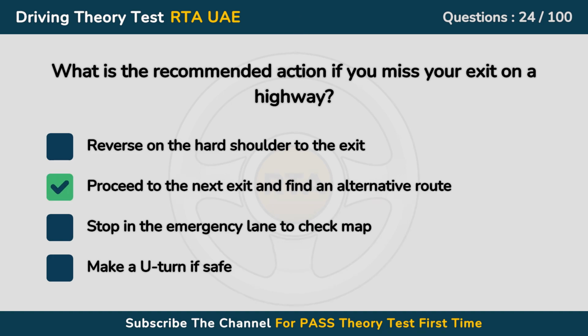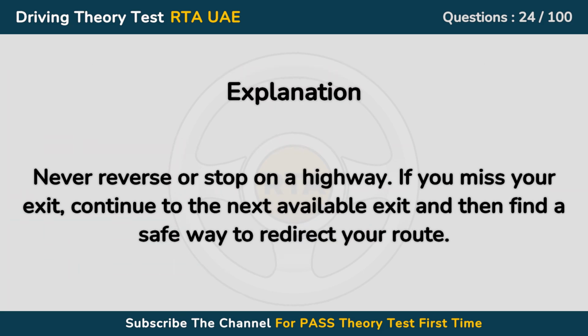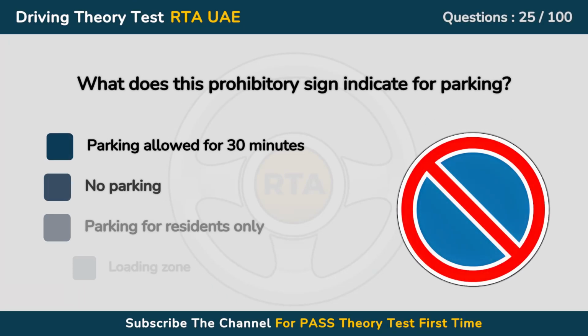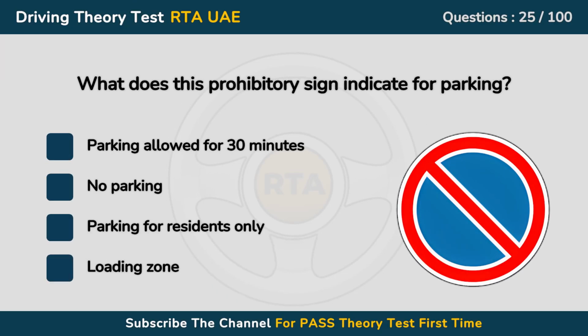Answer is B. Proceed to the next exit and find an alternative route. Never reverse or stop on a highway. If you miss your exit, continue to the next available exit and then find a safe way to redirect your route. Question 25. What does this prohibitory sign indicate for parking?